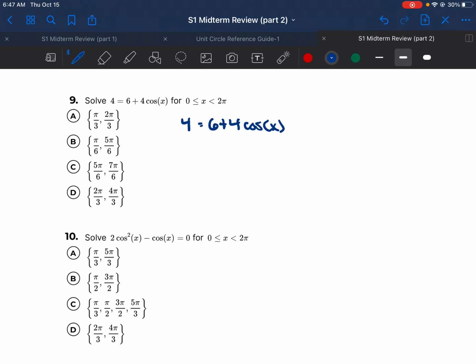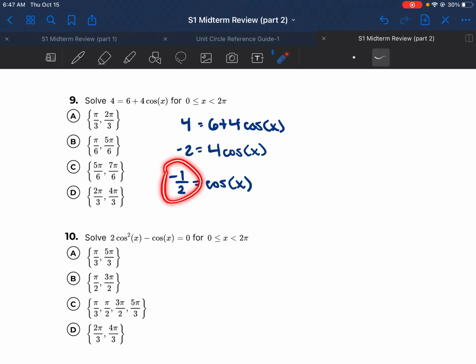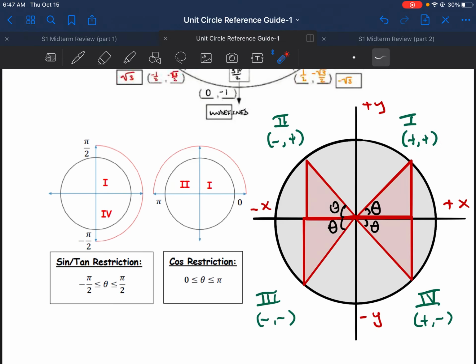Let's go ahead and subtract 6 from both sides. This would give us -2 equals 4 cosine of x. We can now divide both sides by 4. This would give us -1/2 equals cosine of x. So our job is to find all the angles x, where if I take the cosine of those angles, I would get -1/2, and we're restricting ourselves between 0 and 2 pi.